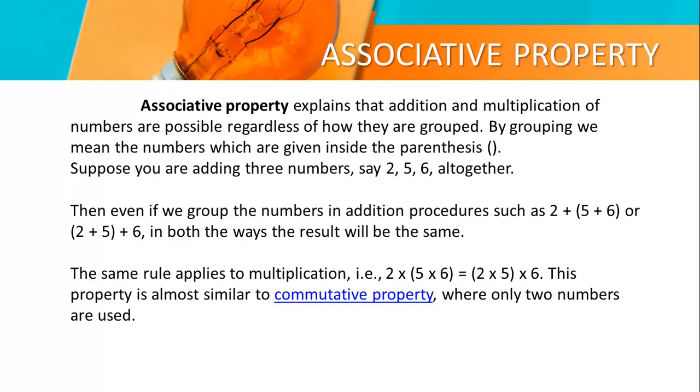Suppose you are adding 3 numbers, say 2, 5, and 6 altogether, then even if we group the numbers in addition procedure such as 2 plus, ipasok natin yung 5 plus 6, meaning yun yung uunahin. 5 plus 6 is 11 plus 2 is equals to 13. Pareho lang siya nung quantity 2 plus 5 plus 6. So, unahin natin yung nasa loob ng parentheses. 2 plus 5 is 7 plus 6 is also 13. So, the result in both ways will be the same.